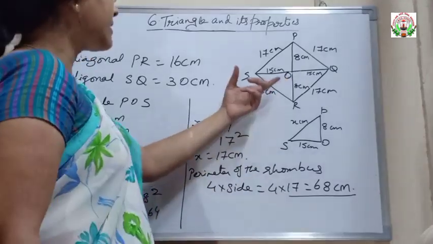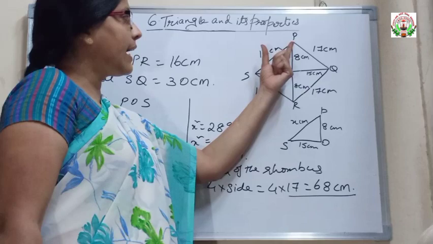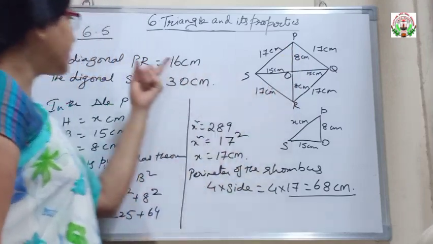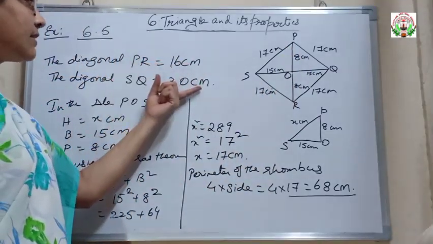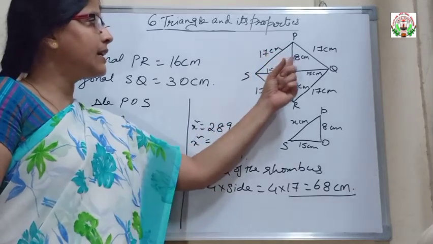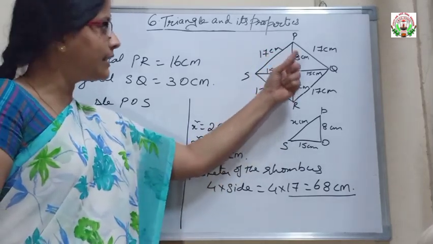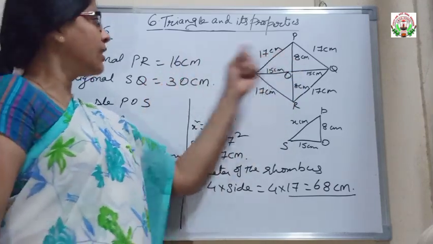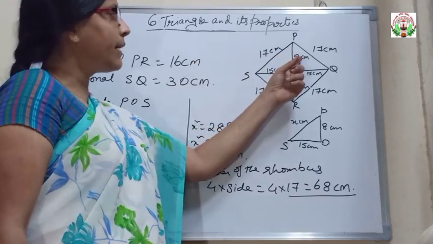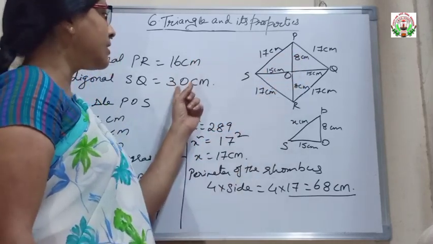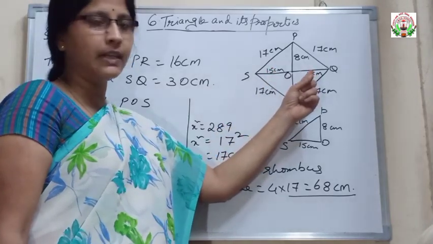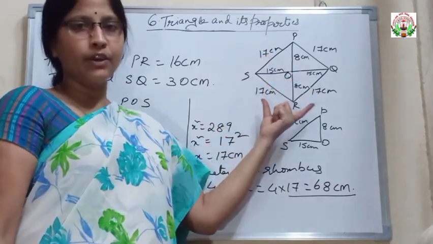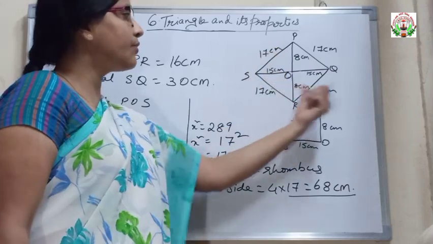Once again, let me repeat myself. They have given a rhombus and they have given two diagonals, PR and SQ. The length of PR is given as 16 centimeters and SQ is given as 30 centimeters. Because the diagonals divide the given rhombus into 4 equal triangles, the measurements also will be distributed. So 16 centimeters becomes 8 centimeters and 8 centimeters, and 30 centimeters becomes 15 centimeters and 15 centimeters. So I have taken one triangle, and because we have to find the perimeter of this given rhombus, we have to find the sides of the rhombus first.